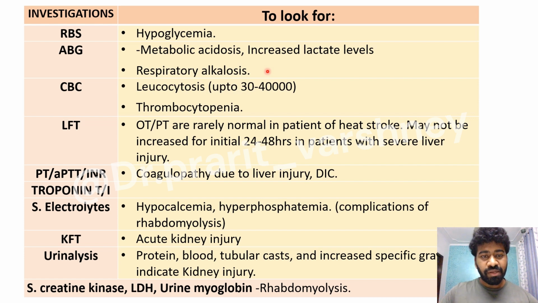Complete blood count. There might be leukocytosis. WBCs may increase up to 30 to 40,000 per millimeter cube, and there might be thrombocytopenia. Liver function tests, SGOT, SGPT are rarely normal in patients of heat stroke.